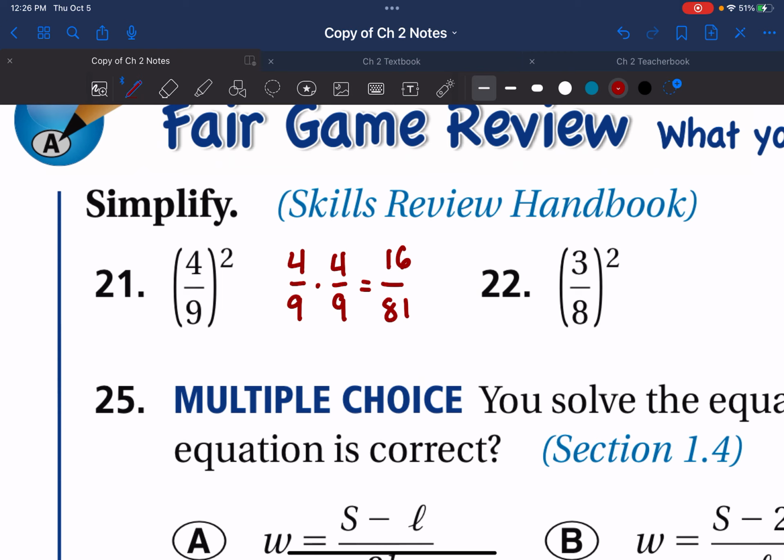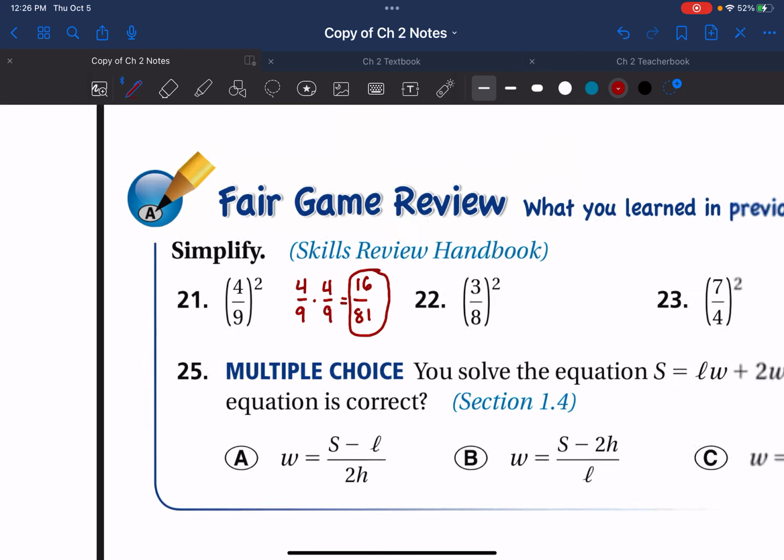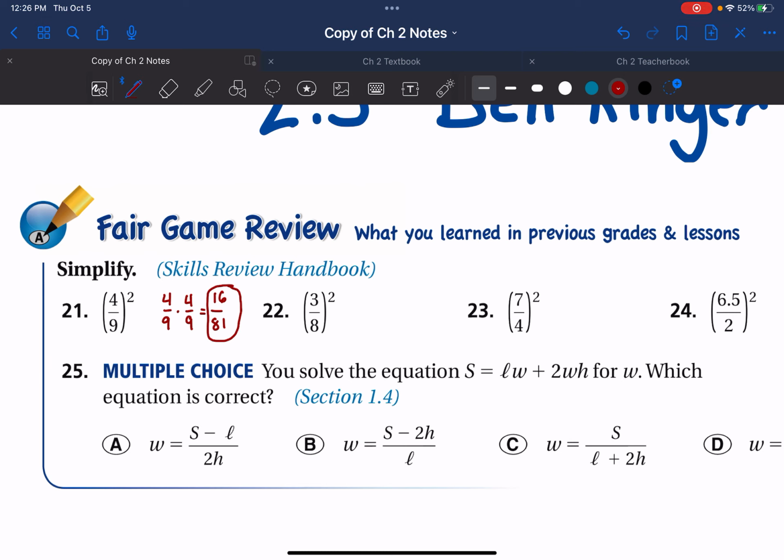I want you to think if you can reduce this. Before you move on to any problem, try to see if you can reduce, okay? Well, I know 16 is just 1 and 16, 2 and 8, 4 and 4, and that's it. And none of those numbers can come out of 81. So that's my final answer, 16 over 81. So do that same thing for 22, 23, and 24, watching for things that can reduce. And then I want to help you out on 25.